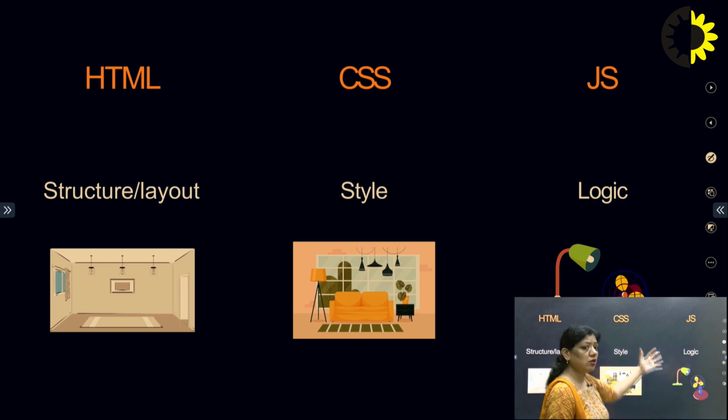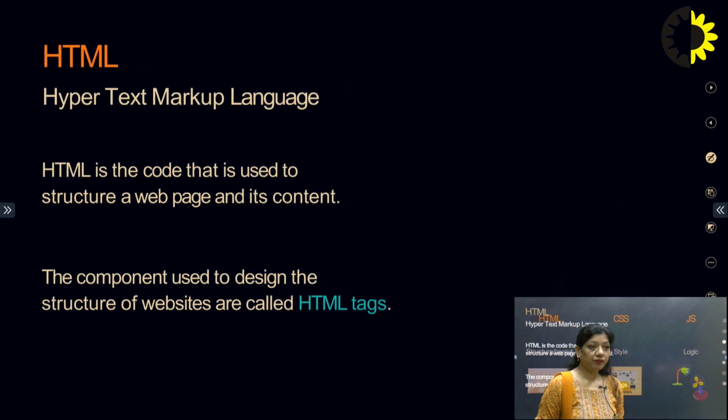And what is the use of JS? JS is basically used for logic. Suppose in our house we have buttons, fans, and we want them to be movable. For this we use JS. So in today's lecture we are going to study what is HTML.